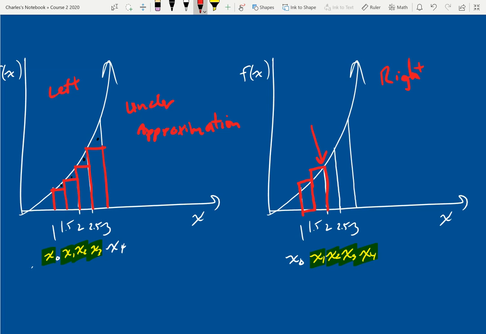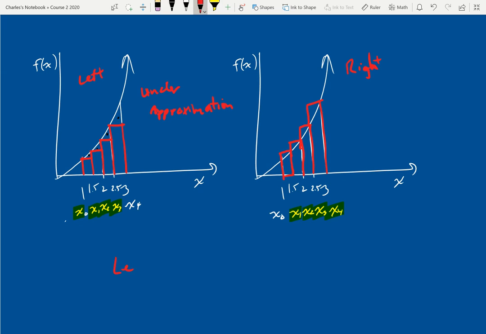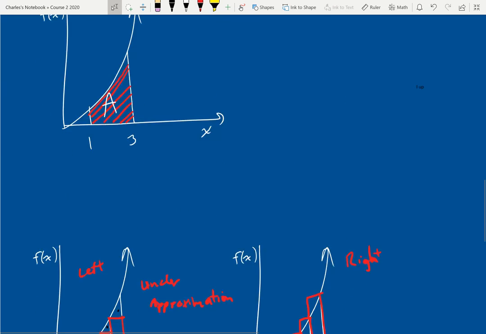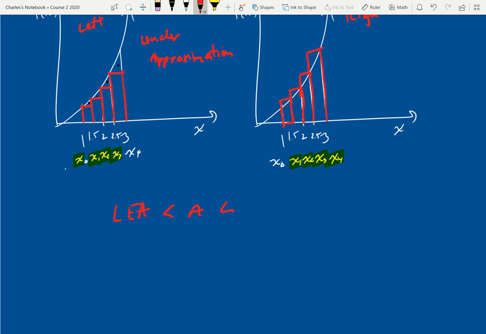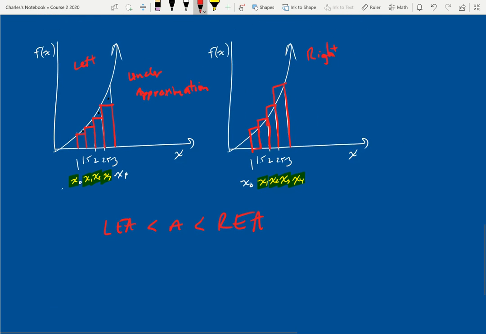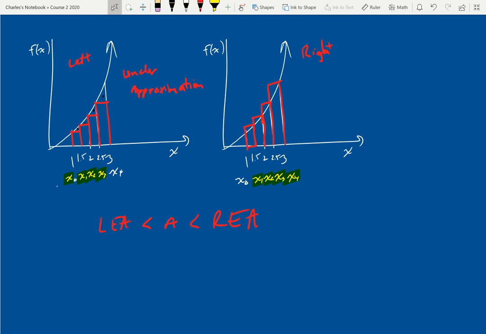But what I'm doing with the right endpoint is I'm going to the right edge of where the function is, and I'm drawing a rectangle there. Okay? And if you think of what these things are going to equal, well, I can say that my left endpoint approximation is less than A, the value I know to be true, is less than my right endpoint approximation.